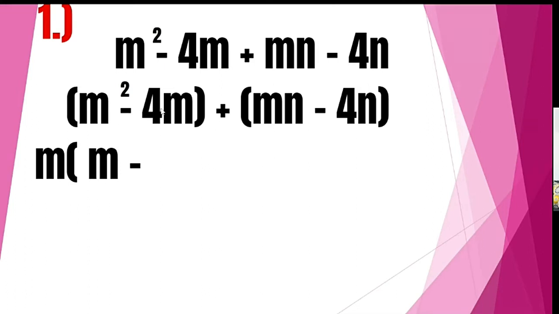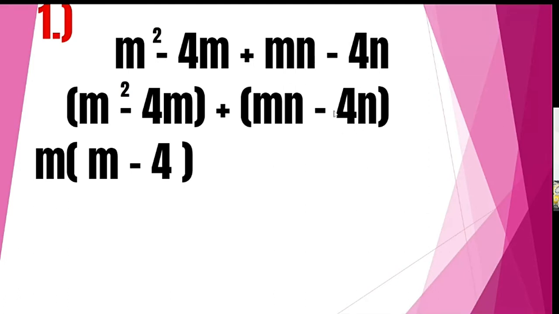Next is the negative 4m divided by m. Divide lagi negative 4m divided by m. So, sabi ko nga pag parehas ng variable, parehas ng exponent, which is 1, and that is canceled, and then copy the number, which is 4. Pag walang number dito. So, that is the factored form of m squared minus 4m.